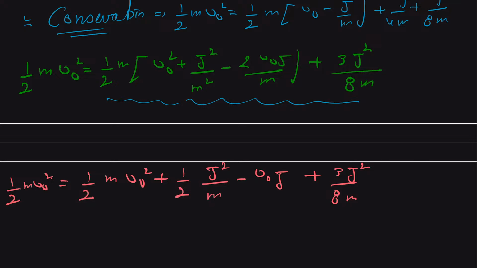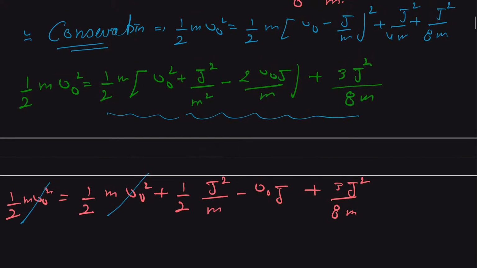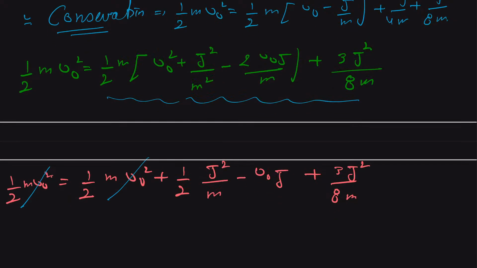Now, these two terms cancel out, quite easy. And obviously j cannot be equal to 0, so we can just remove one of the j's, and we are left with this. Let me do it the other way around: we are left with half j upon m minus v naught plus 3j upon 8m is equal to 0.